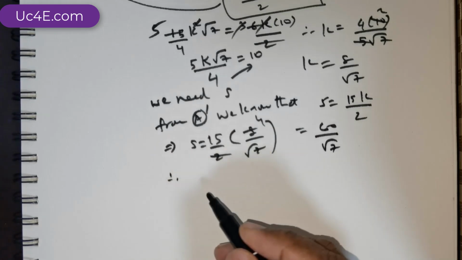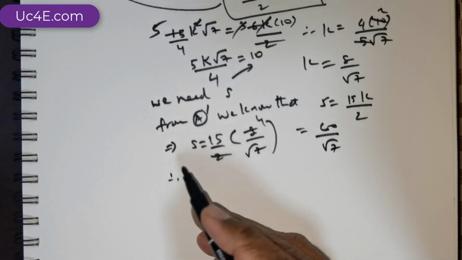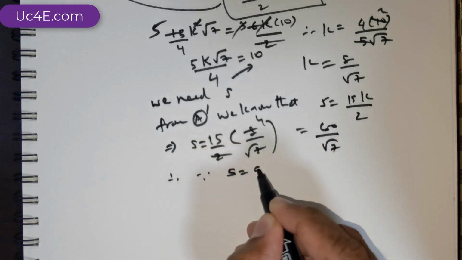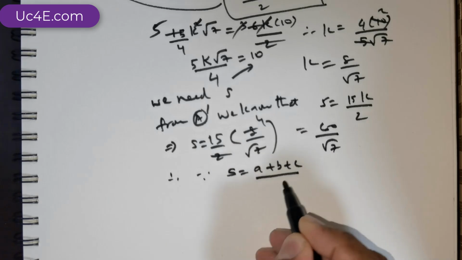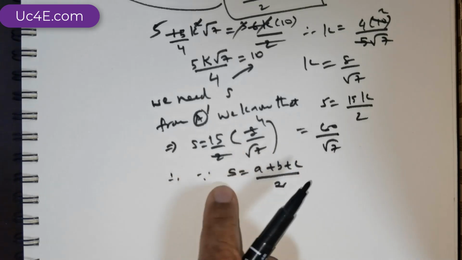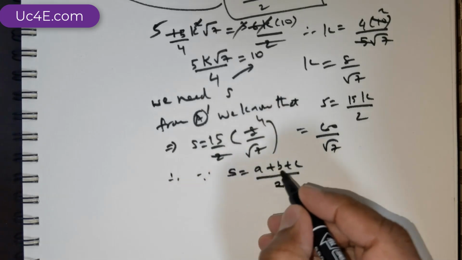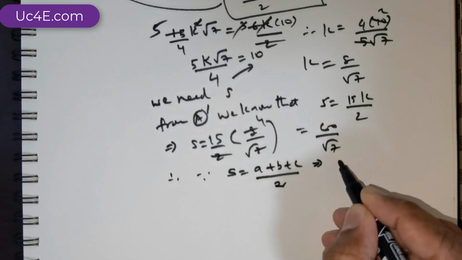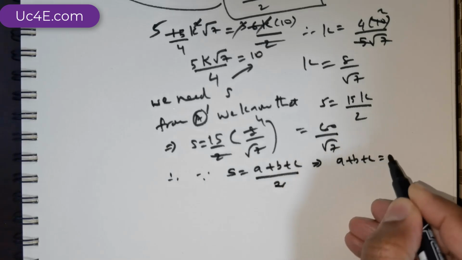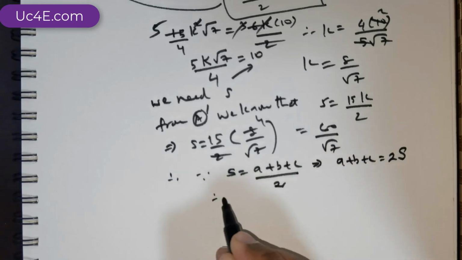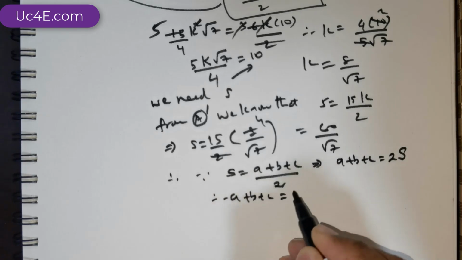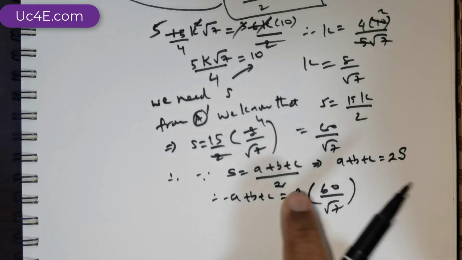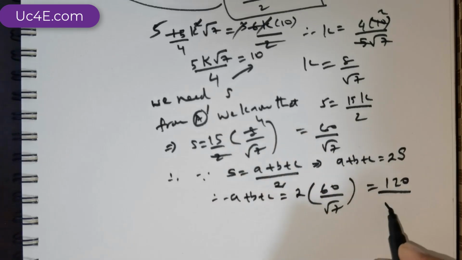So therefore we are expected to find the perimeter, right? So since s is equal to a plus b plus c divided by 2, and we need a plus b plus c, right? So this would mean a plus b plus c is equal to 2 times s. Therefore a plus b plus c is equal to 2 times s, which is 2 times 60 divided by root 7, which is nothing but 120 divided by root 7.